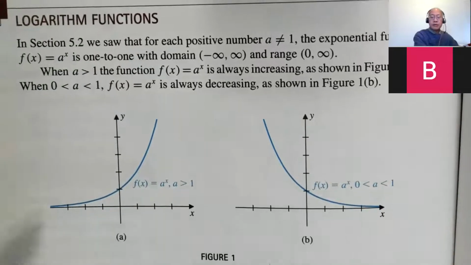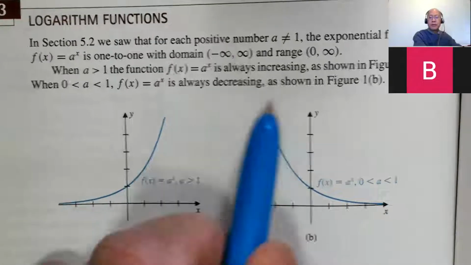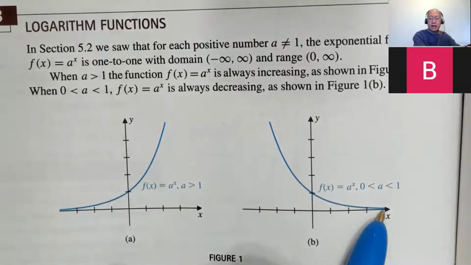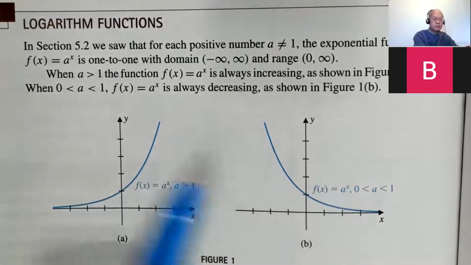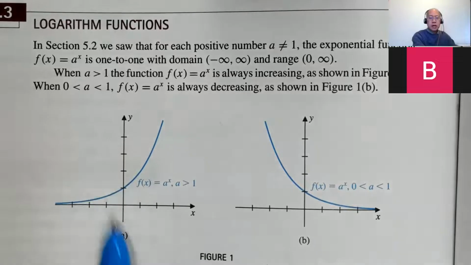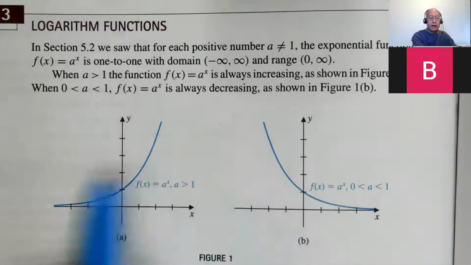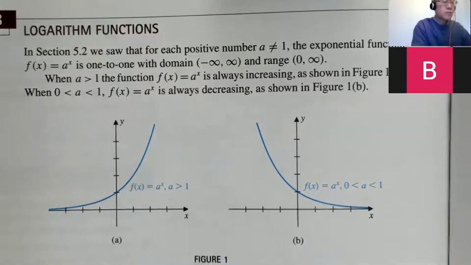Quick review. These are exponential functions. A to the x, a is bigger than 1. A to the x, if a is less than 1 but bigger than 0, it's going to be decreasing. Notice both of these are 1-to-1 functions. They both pass the vertical and horizontal line test, which means they will have an inverse.